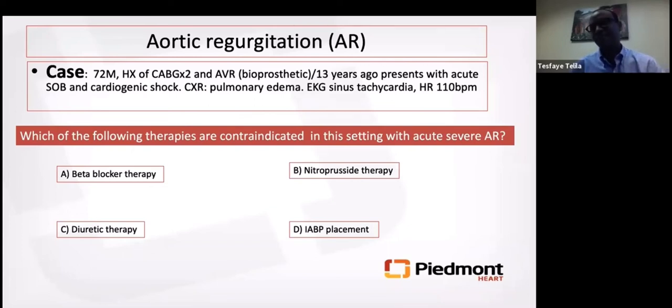Of course, they may have severe peripheral vascular resistance. In that case, if they have some blood pressure, you can give them nitroprusside, which is a vasodilator therapy. That will reduce the peripheral vascular resistance, and the heart can pump a little bit better, and blood flow to the vital organs will improve. Diuretic therapy, of course, since he is in pulmonary edema, would be something that you'd like to do.